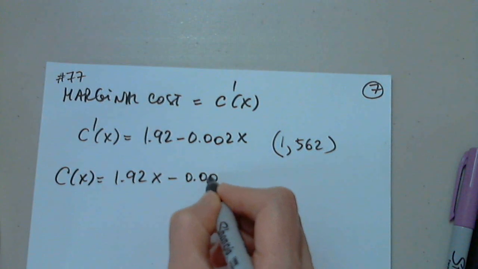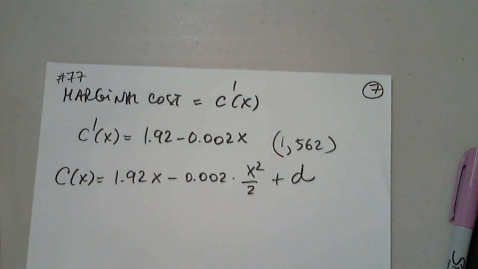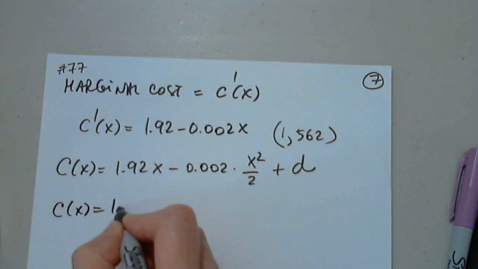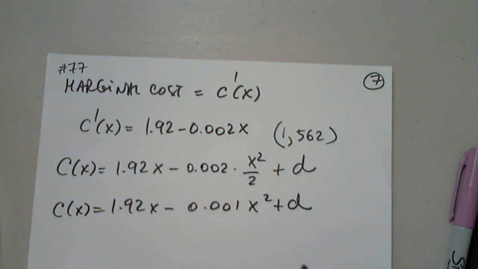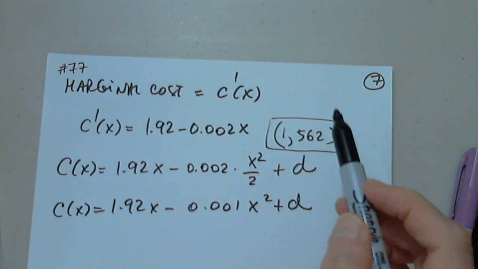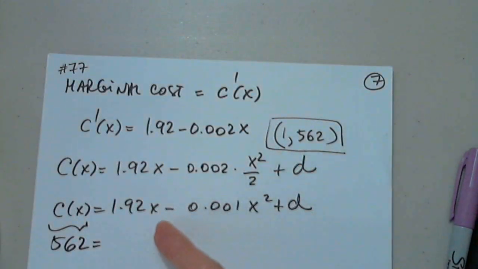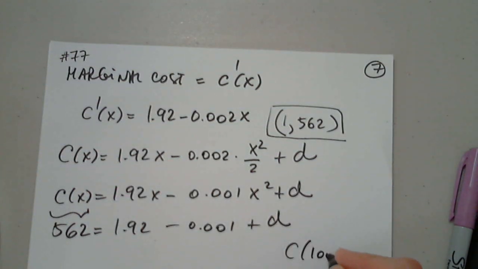1.92x minus 0.002x squared over 2. Because of c, I will never use c as the constant. I will use any other letter. So I will clean it up a little bit by simplifying. So c of x equals 1.92x minus 0.001x squared plus d. And we are given this point, which means the cost is 562 when x is 1. So 1.92 minus 0.001 plus d. I have to find d because the problem is asking us to find this.